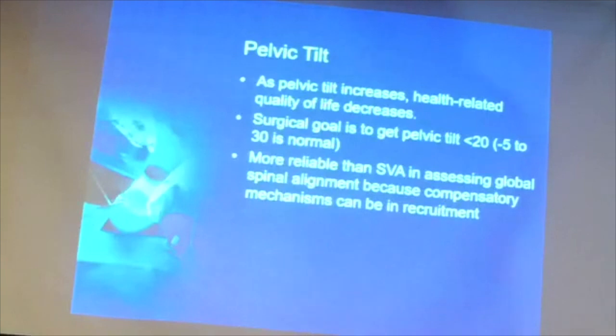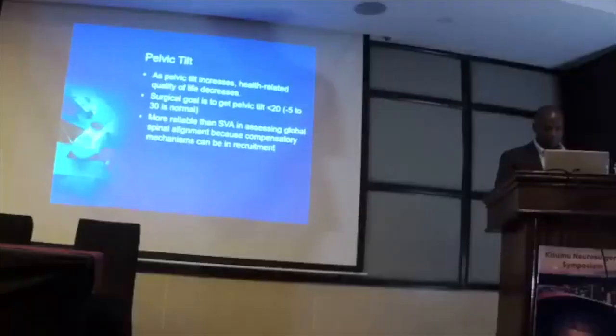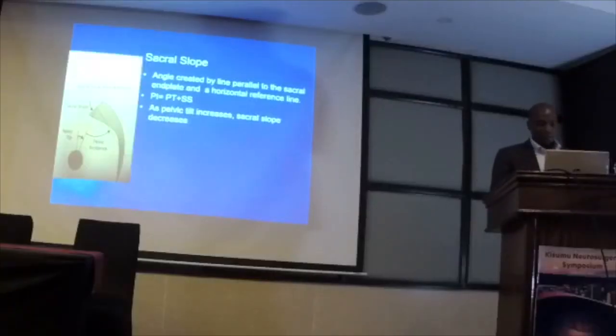And as your pelvic tilt increases, your health-related quality of life decreases. So pelvic tilt is inversely related to your quality of life. If your pelvic tilt is going up, your quality of life is going down. So that's why I said, to me, this is probably the most important of these parameters. And usually you want to get this less than 20, but the numbers that you see in the books are usually -5 to 30. And like I said, to me this is more reliable than SVA.